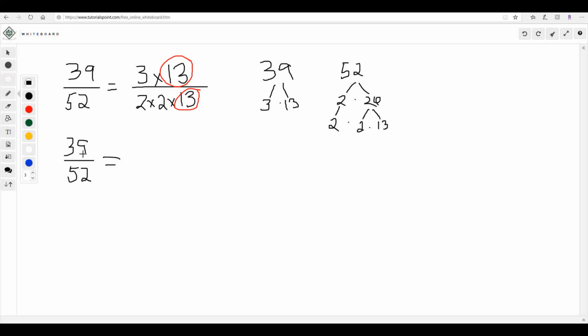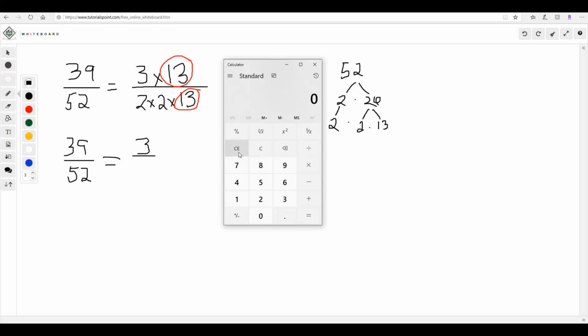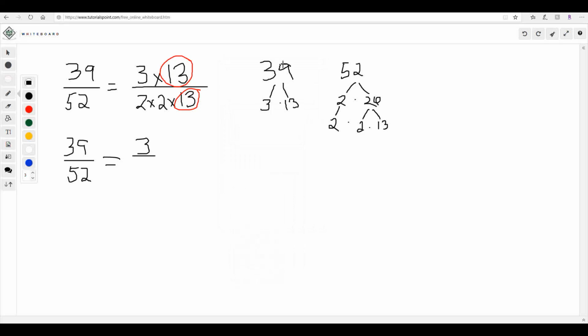So 39 divided by 13 is 3. 52 divided by 13 is, what is that? 2 and 2 is 4. Because 52 times 4 would be, that's not right. What did I tell you wrong? 13. So 52 divided by 13. Yes, that's right. It is 4. What was I thinking? So it is 4. 52 divided by 13 is 4. I'm not thinking quite clearly today.